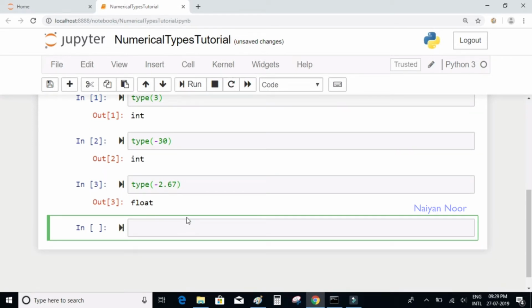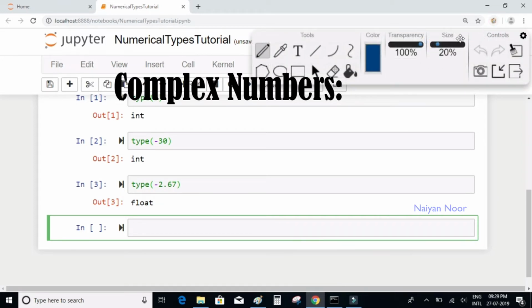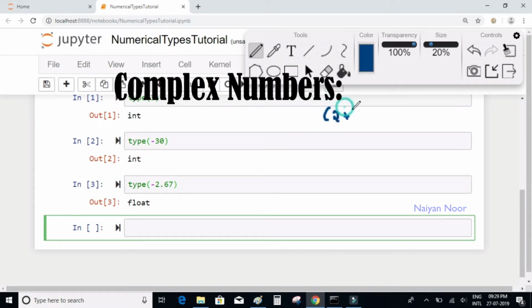And the final one is the complex numbers. The complex numbers have both real and imaginary parts. So for example, a number such as 2 plus 3j is a complex number. And a number such as 5 minus 2j is also a complex number.